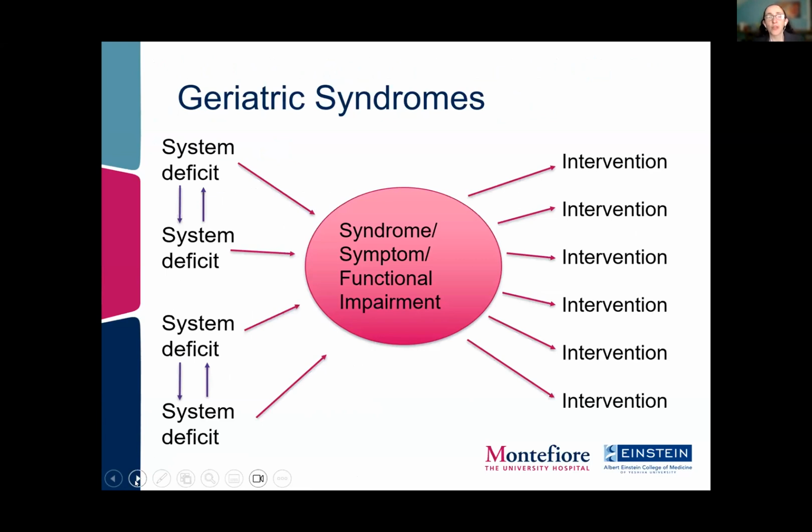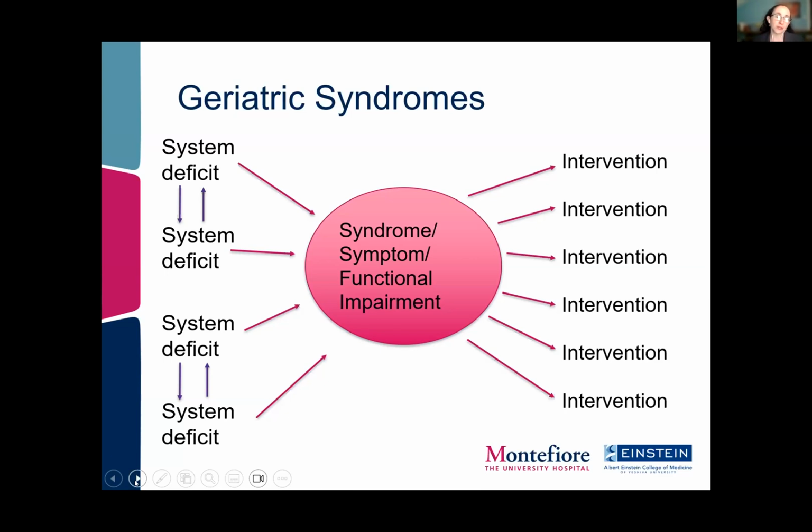And as I mentioned before, the idea that any geriatric syndrome, which you see in the pink circle in the middle, a specific type of functional impairment, a symptom or a syndrome, we might take falls as an example, has multiple different inputs on the left side of the slide, different body systems where there's some kind of deficit for some reason. And then those deficits interact with each other.